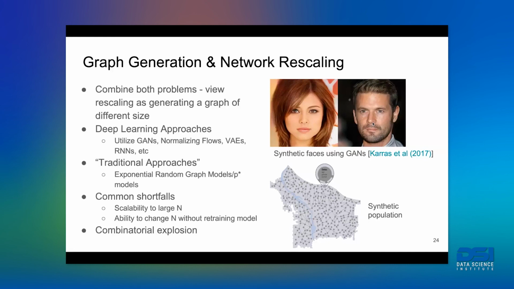And of course, this is a complicated generative modeling problem as you scale up the size of N. Oh, and I should have mentioned this at the beginning. The reason why these two problems are naturally connected to one another is because you can consider rescaling to be a type of graph generation where you've just changed the size of the graph. So rather than generating a graph the same size as the original, I'm going to generate an artificial graph that might be larger or smaller. Okay.